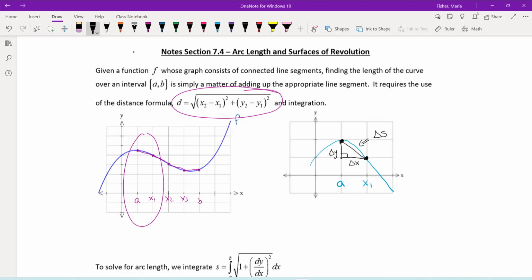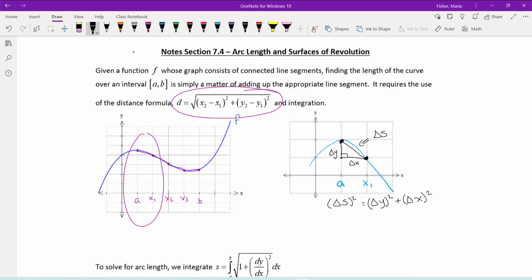We're going to call this here the change in arc length, and we're using the letter s for arc length. Well, if we have a right triangle, we know by the Pythagorean theorem that the change in s squared has to equal the change in y squared plus the change in x squared, which again comes from the Pythagorean theorem that states a squared plus b squared equals c squared.